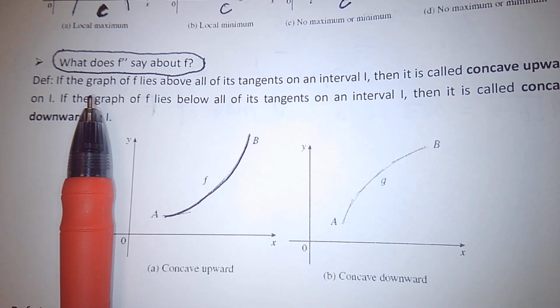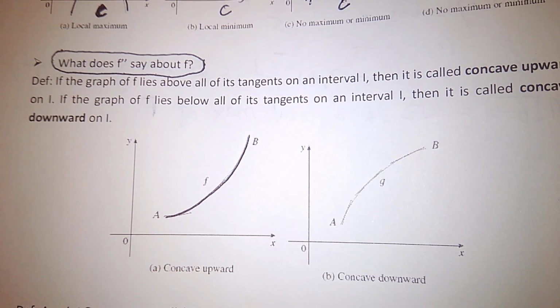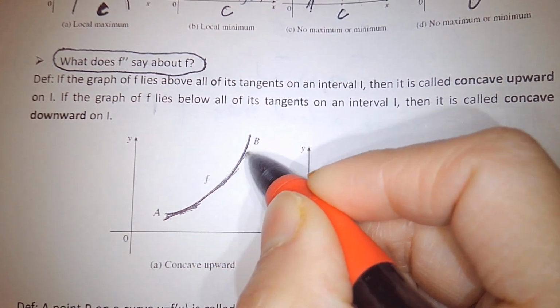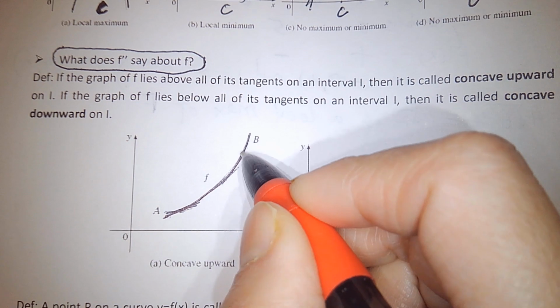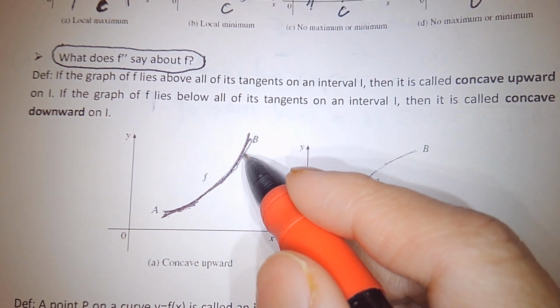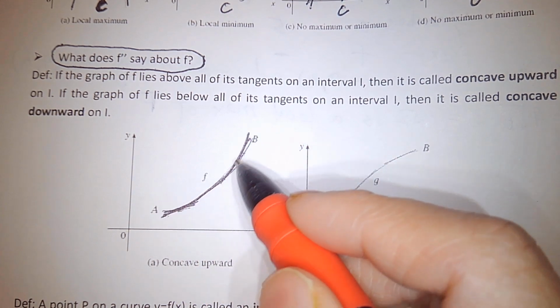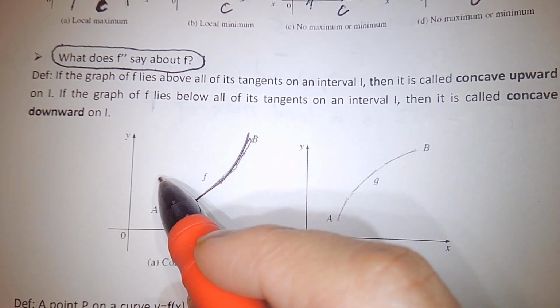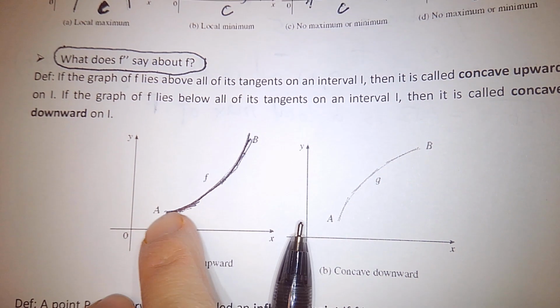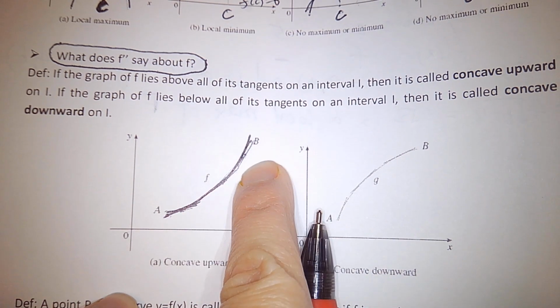Like a bowl opening up. How do we check it mathematically? If we draw tangent lines at any point, the tangent lines are always below the graph of f. Then it is called concave upward. Or you just know a bowl opens up. That's concave upward.